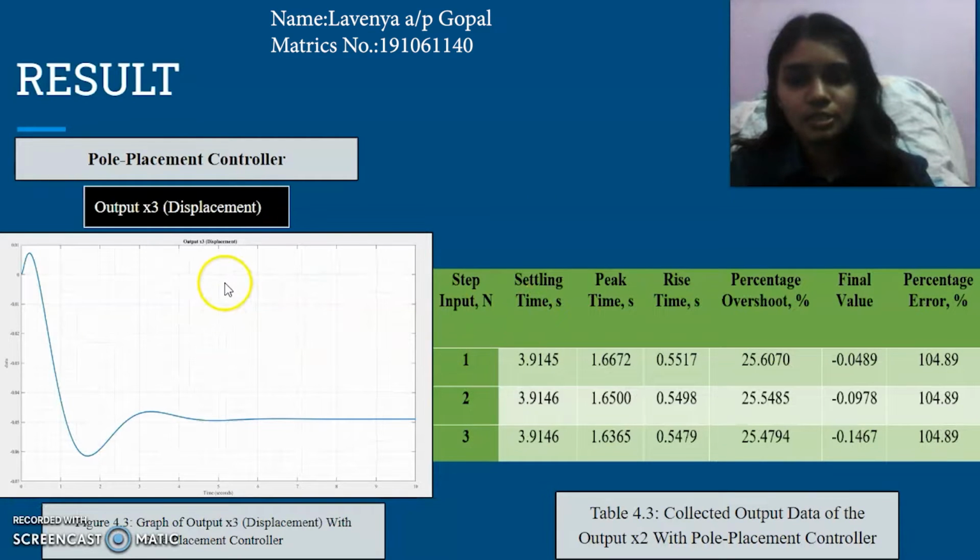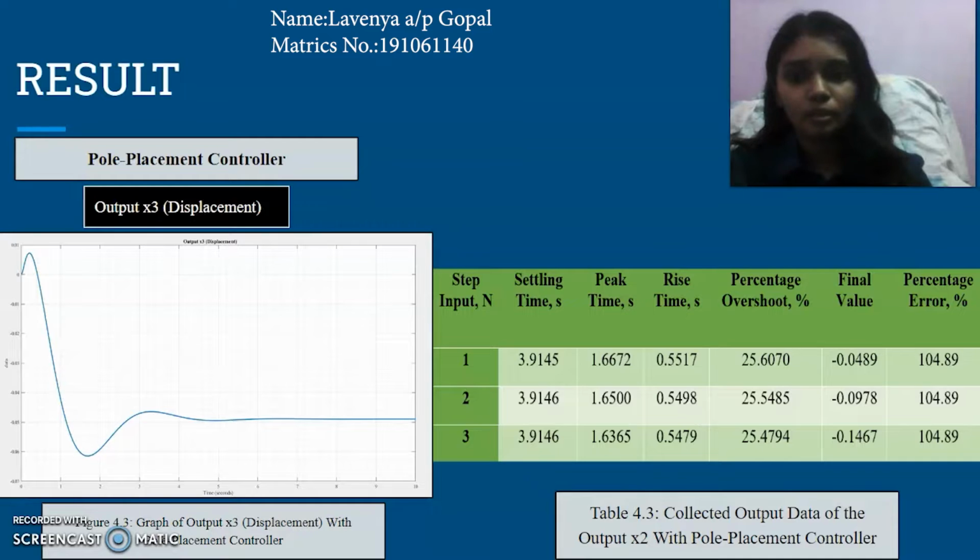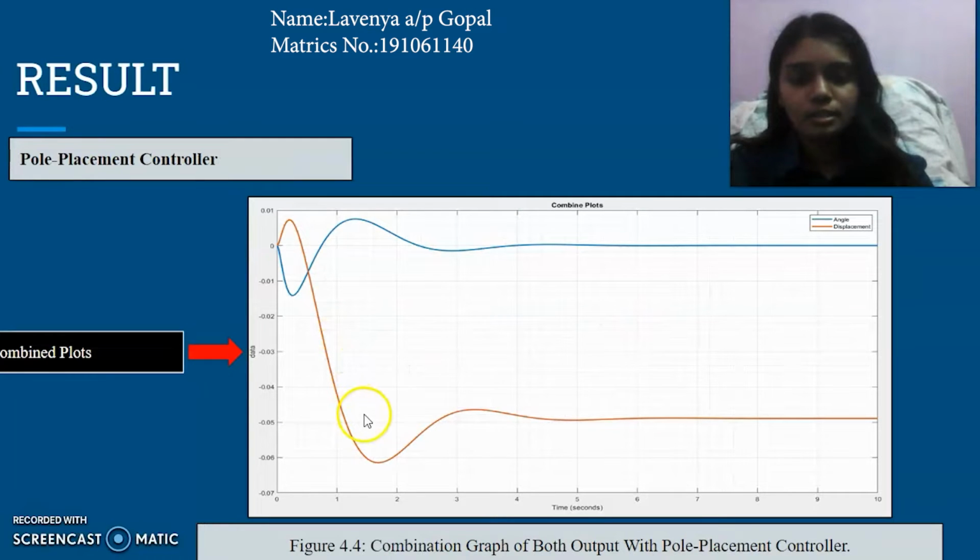Next, this is the result after using the pole placement controller for the output X3, which is displacement. This is the settling time, peak time, rise time, percentage overshoot, final value, and the percentage error, which is quite high, which is 104.89%. This is the combination graph of both outputs with the pole placement controller.